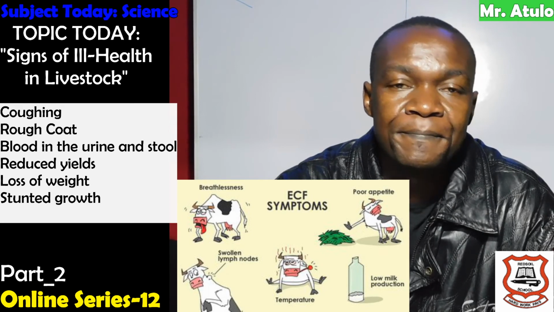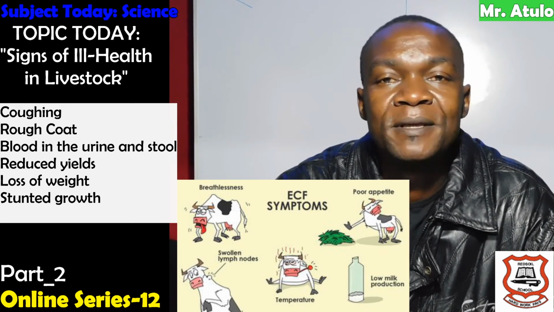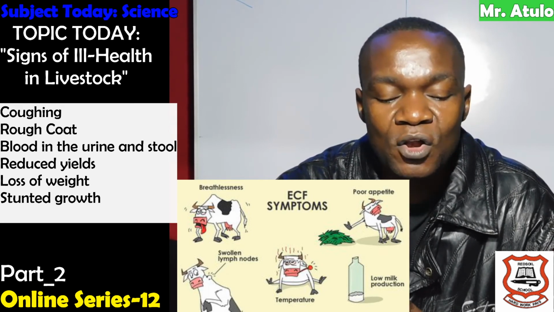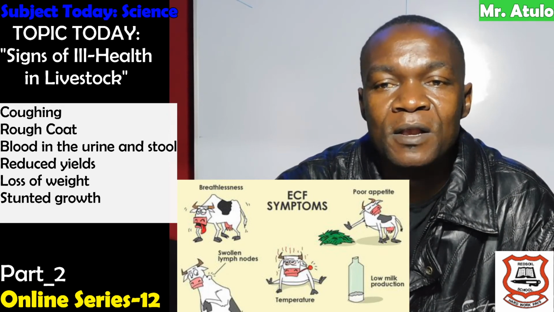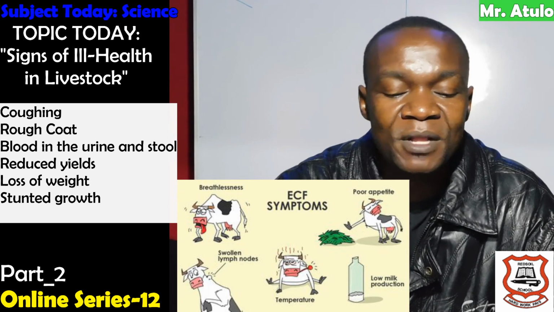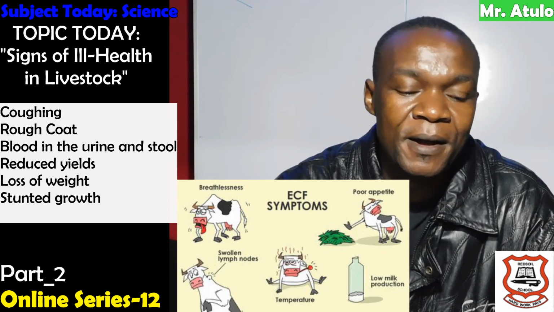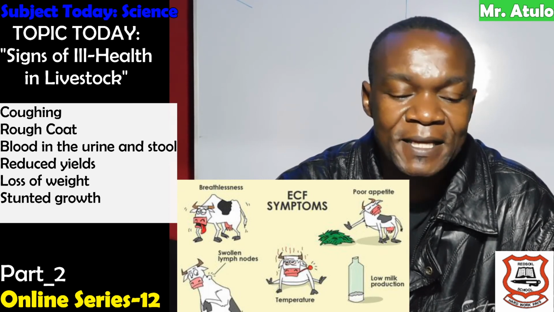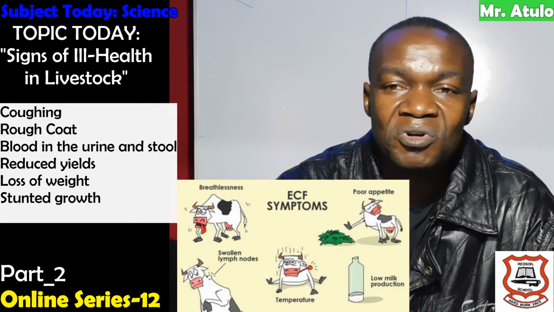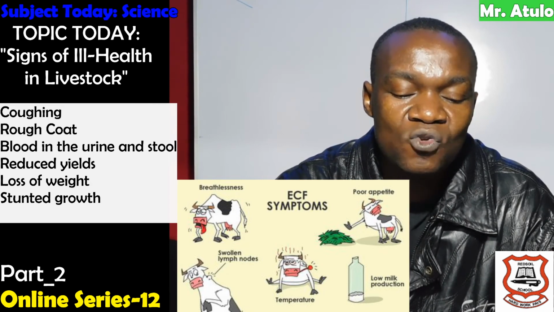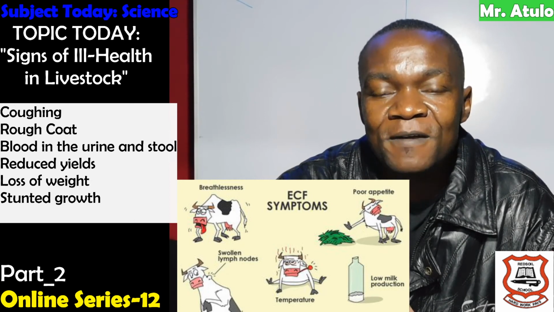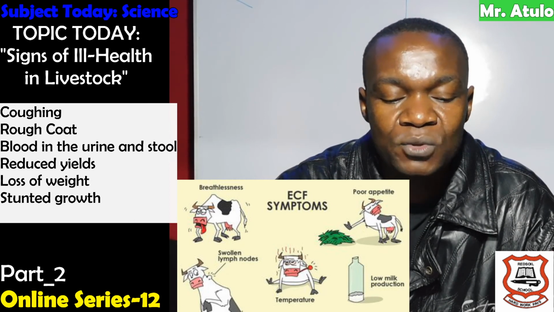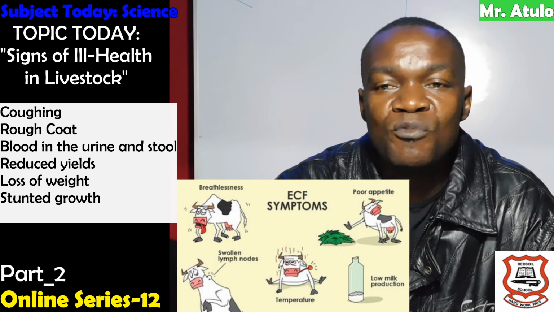Number 1, ill health in animals may result in low yields. We have already mentioned that, and we can only repeat. Low yields mean less milk from the dairy animals. Birds may lay fewer eggs. Donkeys, horses, and oxen will do less work because they don't have enough energy to work.